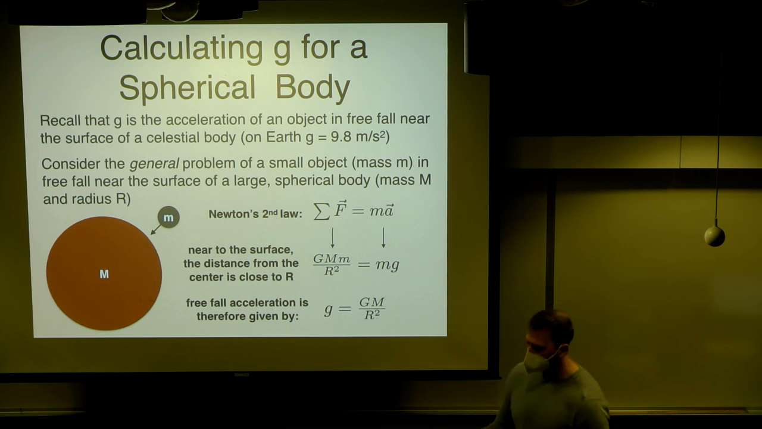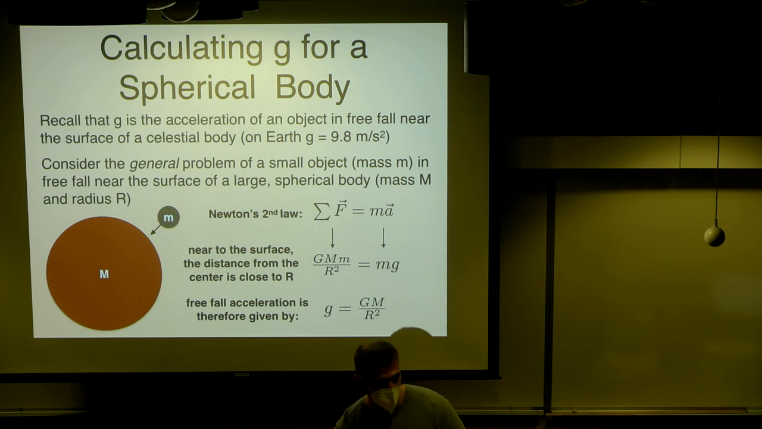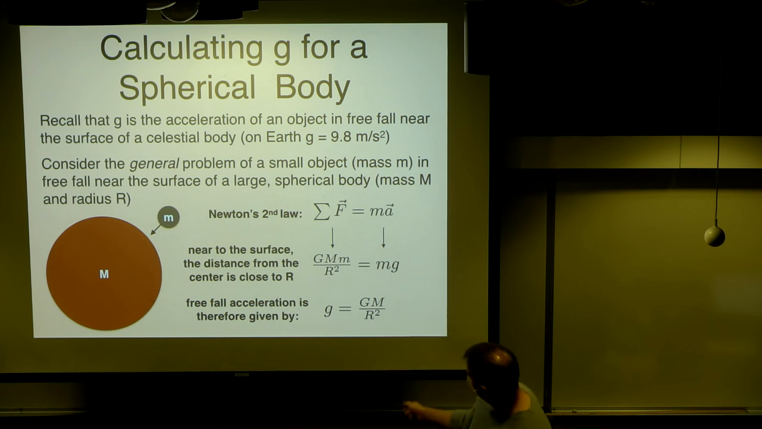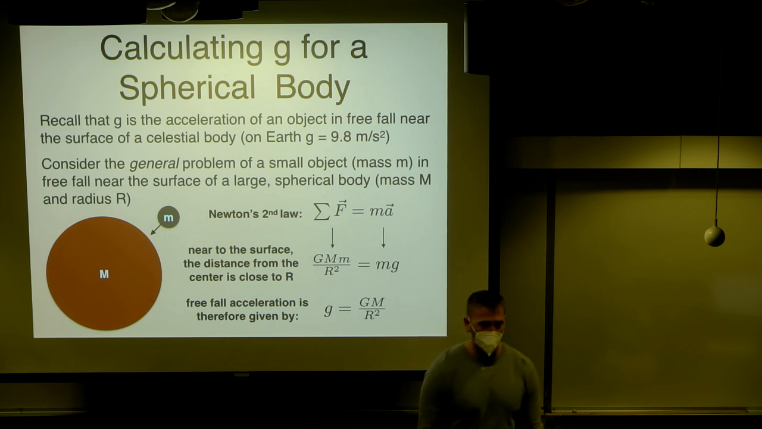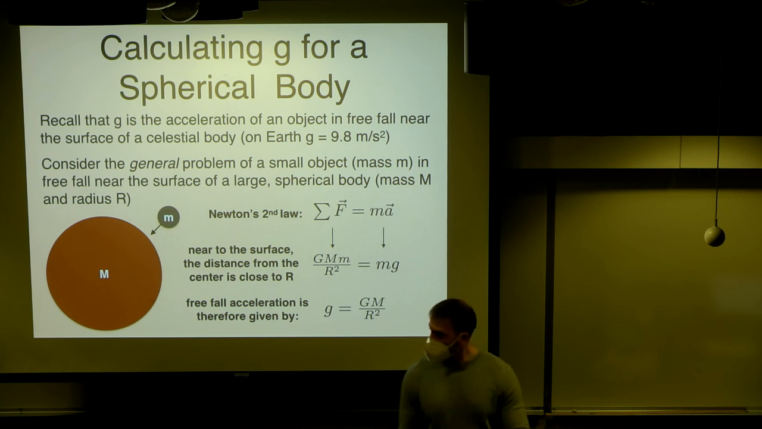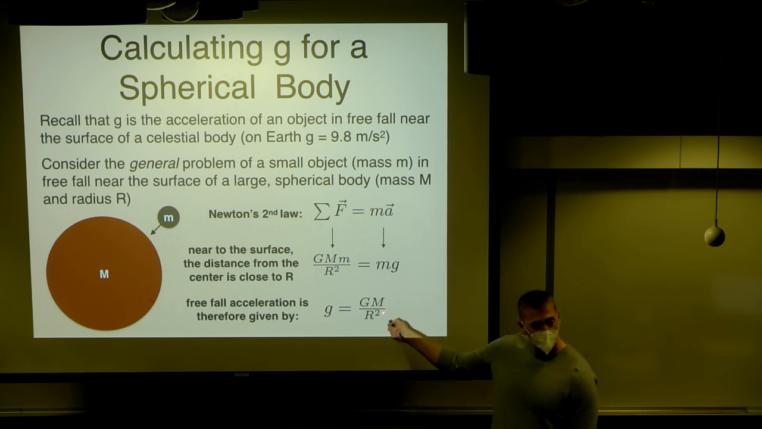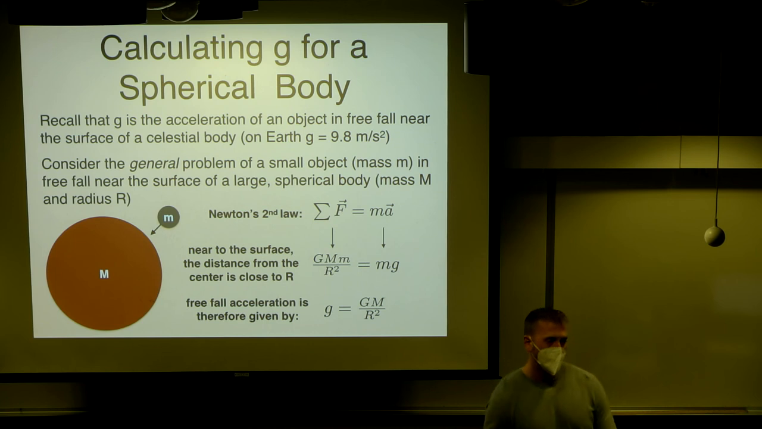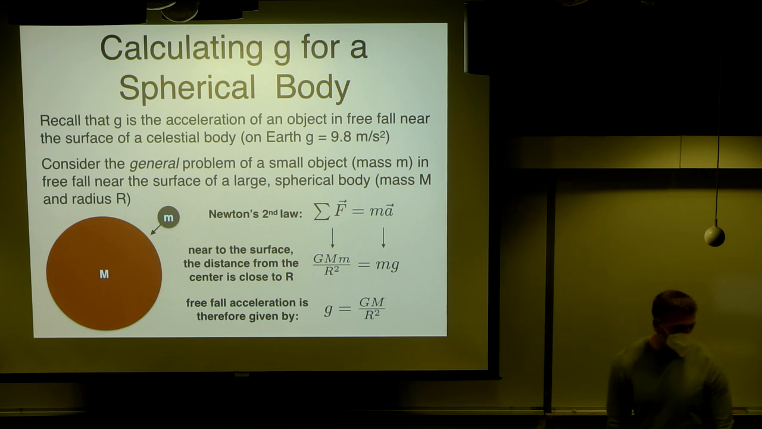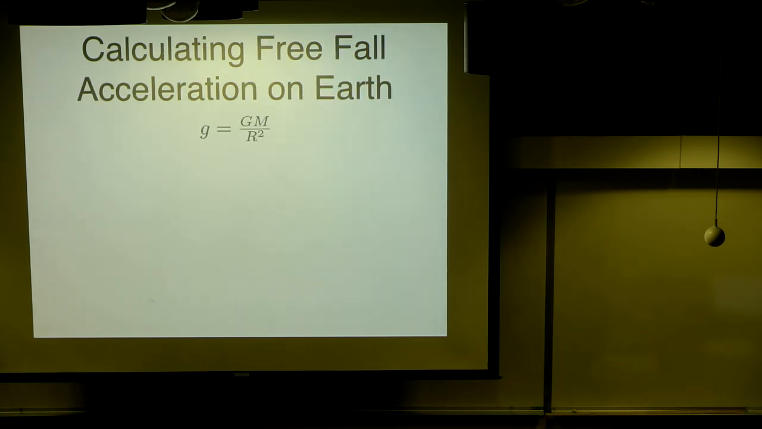So in other words, if you have a spherical body like a planet, you just need to know the mass and the radius of that body, and you know the free fall acceleration. If we plug in the mass of the Earth and the radius of the Earth right here, what should this come out to? We expect it should come out to 9.8 meters per second squared. Let's verify that that's what happens.